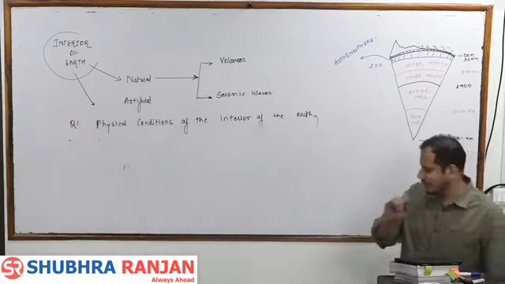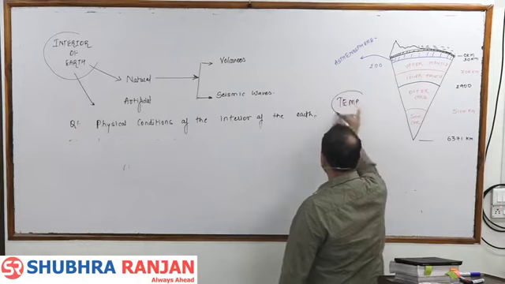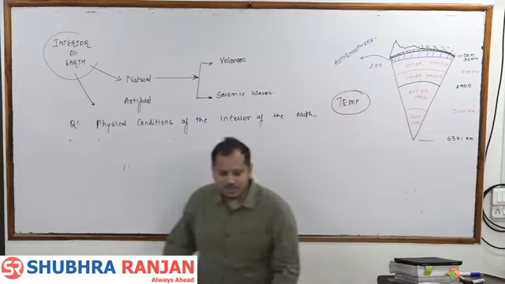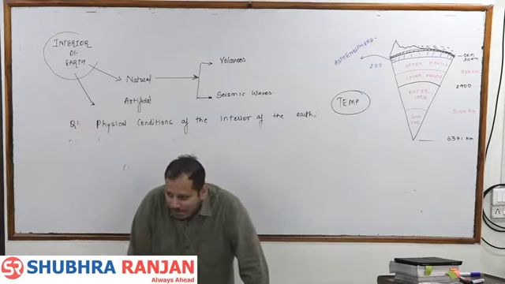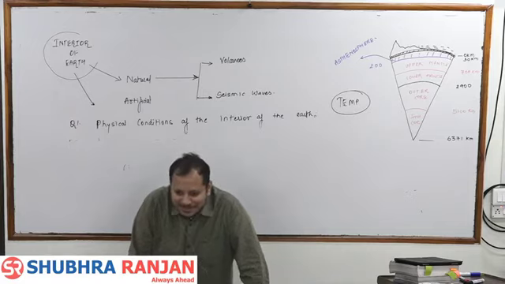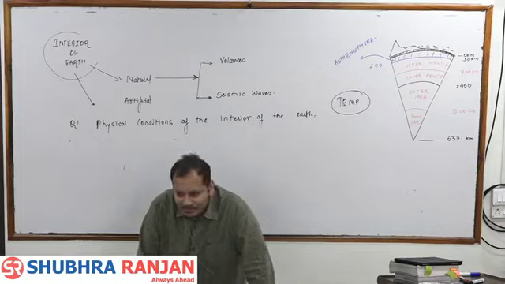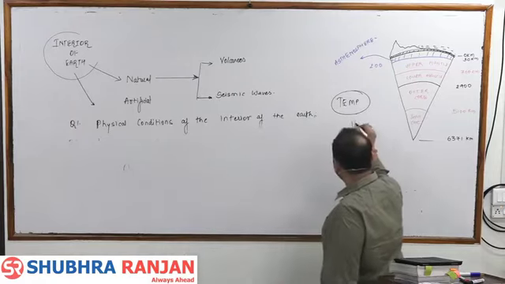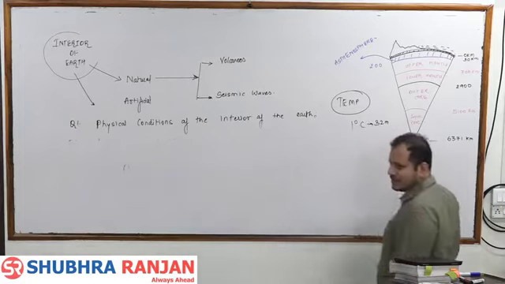How? In the physical conditions, first of all, temperature. What do you know about temperature? As we go down, will the temperature increase or decrease? Increase. At what rate? If you go up, then the temperature will decrease by 6.5 degrees Celsius. Yesterday I told you, 1 degree Celsius for every 32 meters the temperature is going to increase.